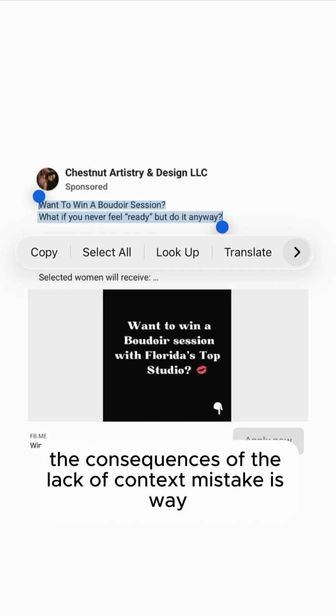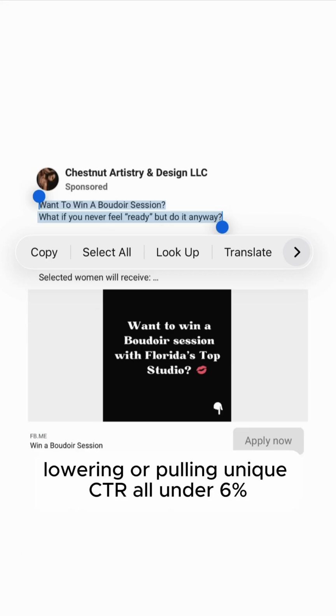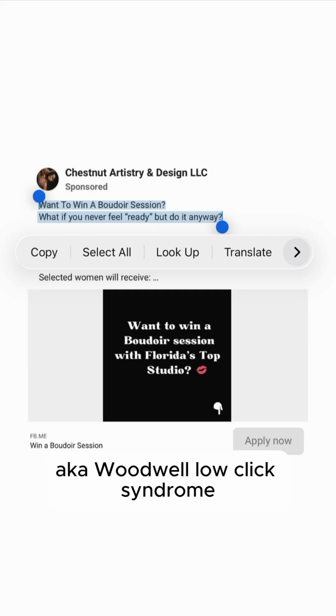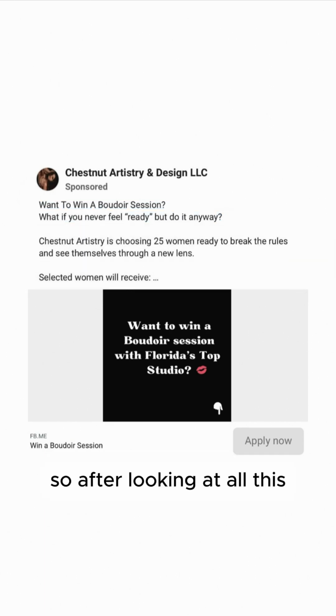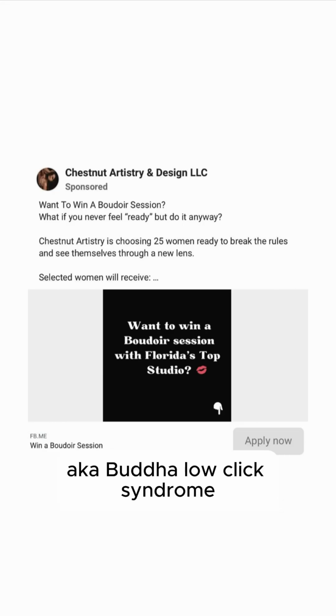The consequence of the lack of context mistake is way more women scrolling by our ad than necessary, pulling unique CTR under 6%, and increasing the probability that we have BLCS, aka boudoir low click syndrome. So after looking at all this, my diagnosis is yes, I do believe this boudoir Facebook ad has BLCS, aka boudoir low click syndrome.